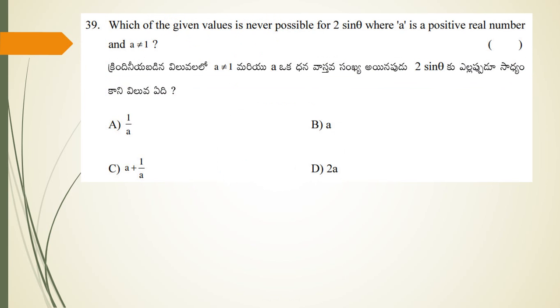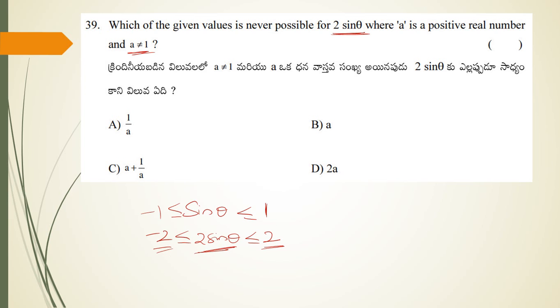So which of the given values is never possible for 2 sin theta? Already we know sin theta always lies between minus 1 and plus 1, right? So minus 2 is less than or equal to 2 sin theta, which is less than or equal to 2. That means the 2 sin theta value will not exceed 2. And here one more condition is given: the value is a, and a is not equal to 1.